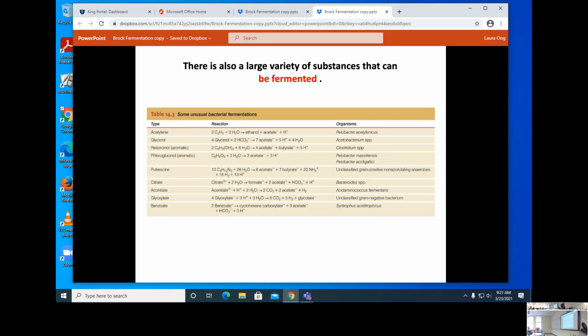Not all microbes can do every kind of fermentation in the world, just like not all microbes can break down mannitol and use it as a fermentation starter. Or not all microbes can break down lactose and use it as a fermentation starter. It depends on the specific type of microbe.